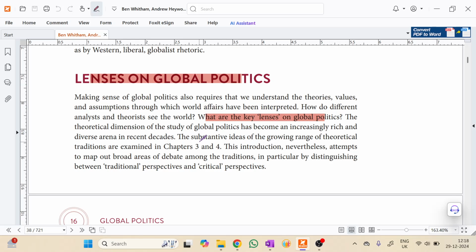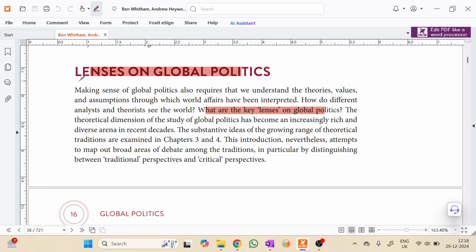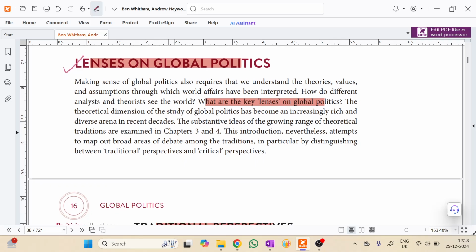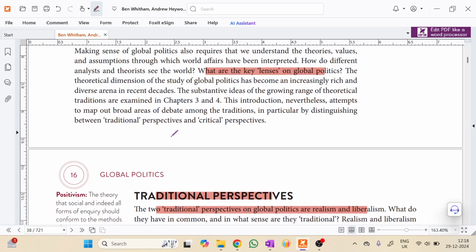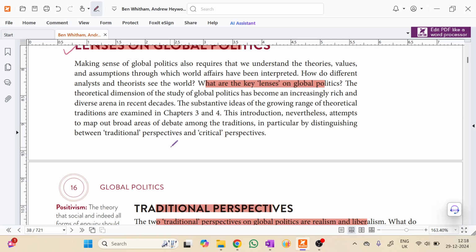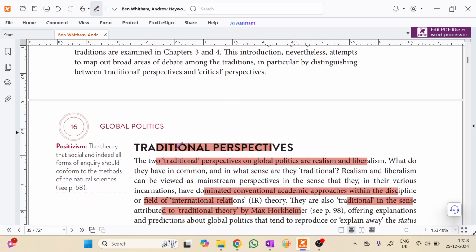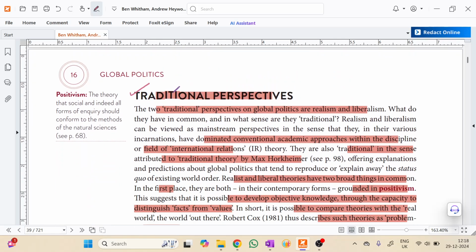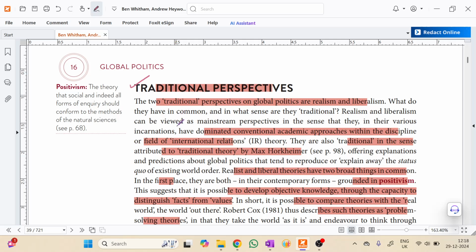Hello everyone. Let's proceed with chapter 2, Basics of PSIR. The name of the chapter is Global Politics and the book is by Andrew Heywood. The next topic is Lenses on Global Politics. So the first question that comes to mind is how global politics is being seen, read and observed. Let's first proceed to the traditional perspectives.